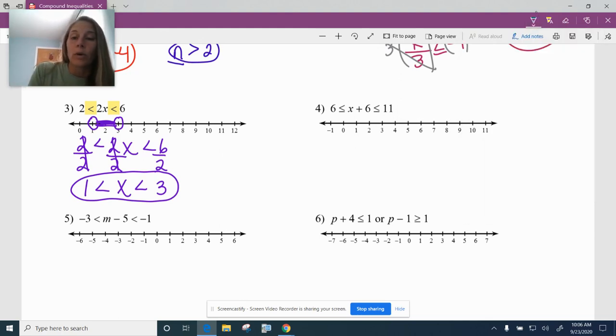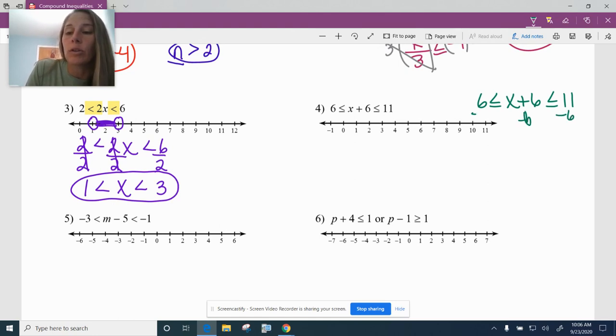Okay, so for number 4, same kind of idea here. So you'll notice that we have our two inequality signs. And the highlighter doesn't always work, so I don't know why it's not working here now. All right, so we have 6 is less than or equal to x plus 6, which is less than or equal to 11. So I want to get this x alone, so I'm going to have to subtract 6 from the middle, which means I will also do it from the left and the right.